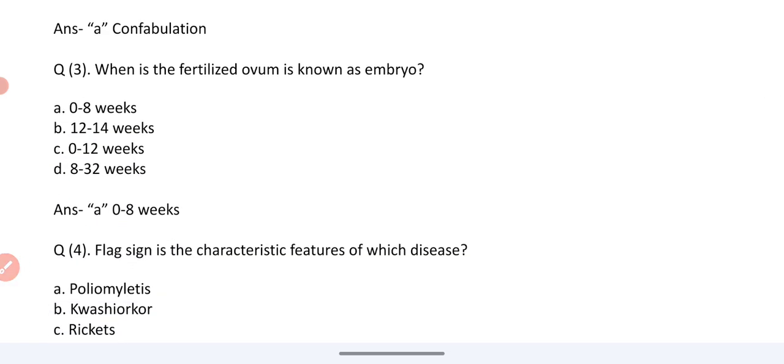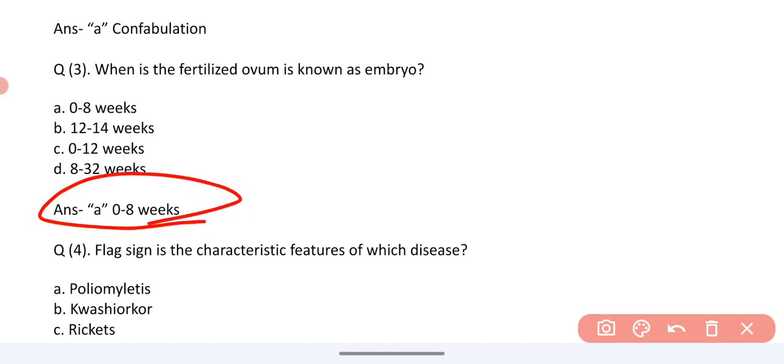And the next one is a direct question: when is the fertilized ovum known as embryo? Here they have given four options and the right answer is option A, that is 0 to 8 weeks. So what is an embryo? From the time of fertilization till the end of the 8th week, the development of the fertilized ovum is called an embryo.